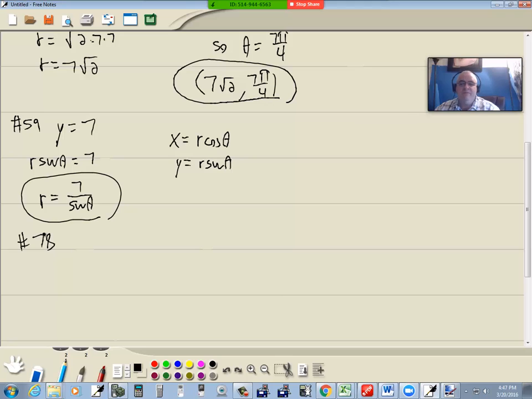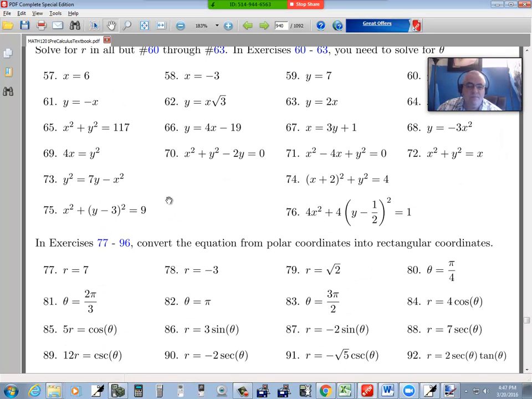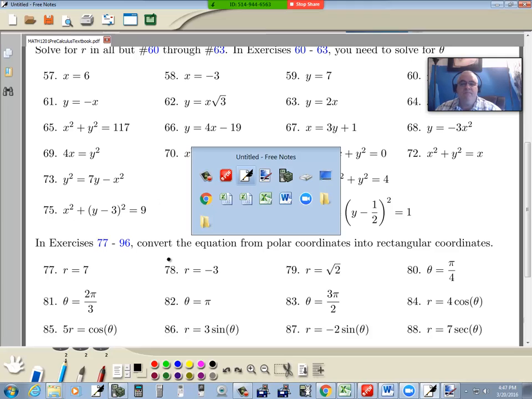Number 78. We got r is equal to negative 3.